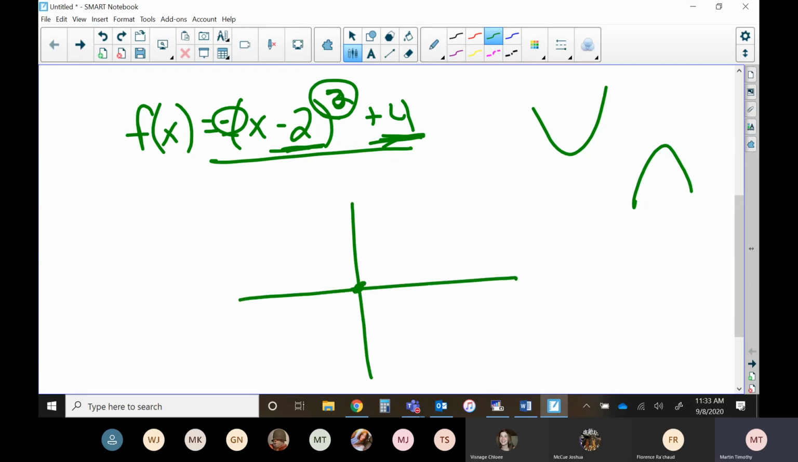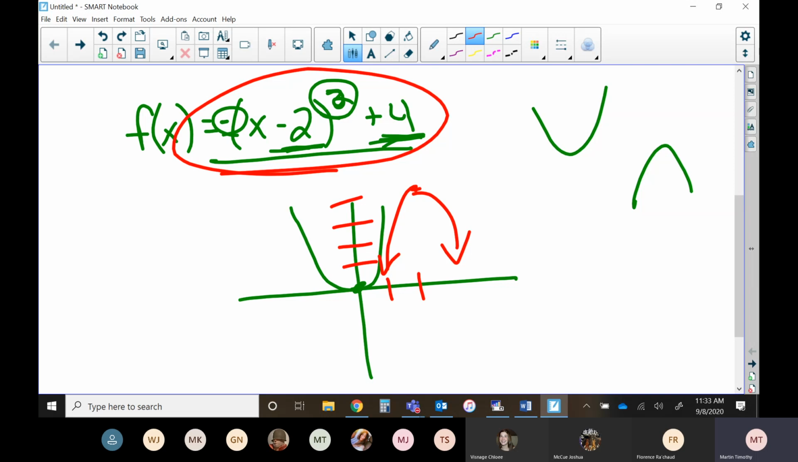This is where I normally am, right? And I'm normally facing up. This one is actually going to be to the right 2, up 4, and then facing down. That's an idea of what this thing should look like before I even graph it, because I know what all of that does to it. Does that make sense, yes or no?